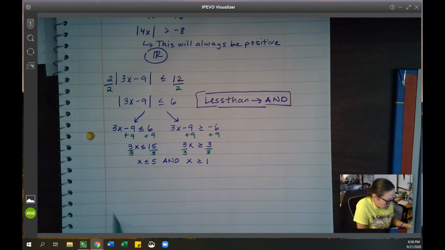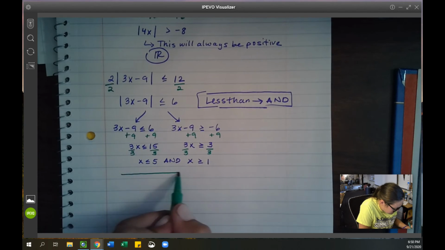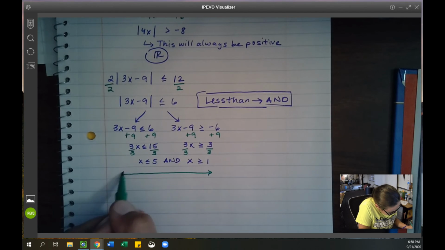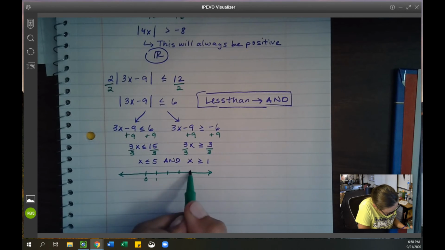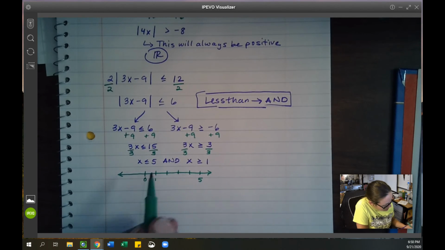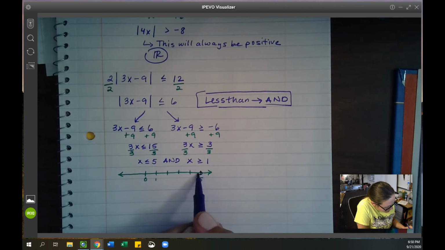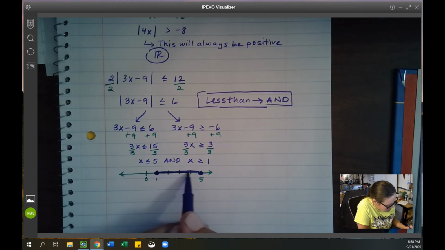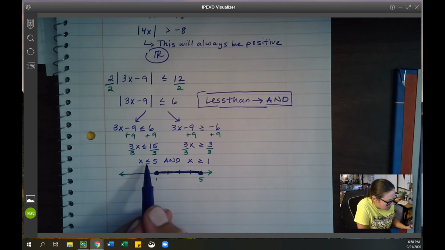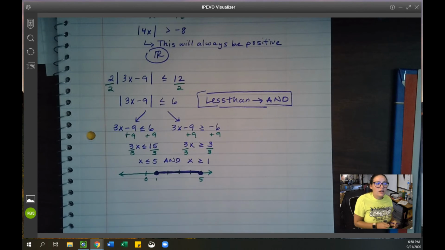And means we shade between. 0, 1, 2, 3, 4, 5. I'm going to put a closed circle at 5, a closed circle at 1, and we shade between. We want all the numbers that are less than or equal to 5 and greater than or equal to 1.